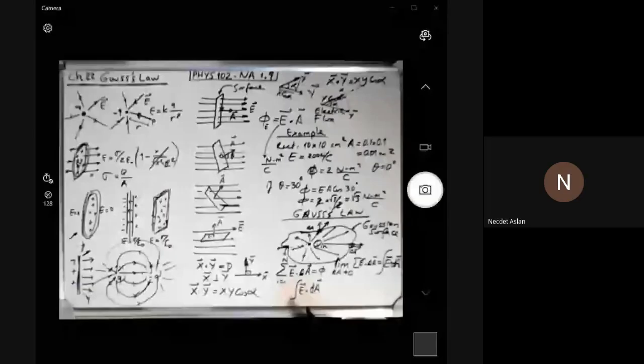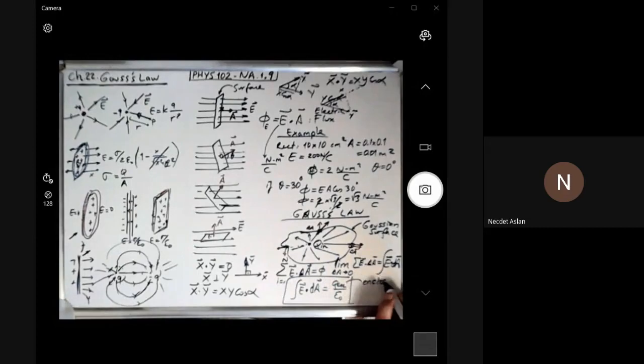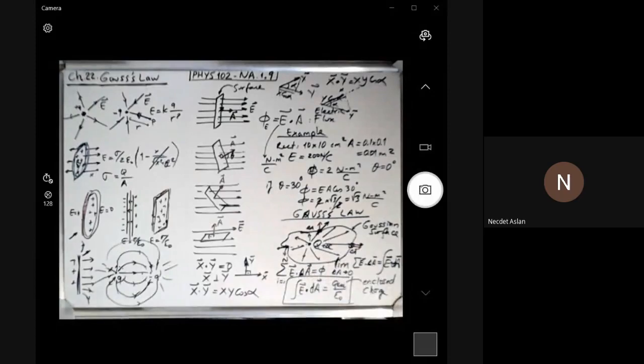The surface doesn't matter. One of them or both of them can be curved or something. The result is just Q enclosed over epsilon 0. It's better to use the subscript enclosed, so this is the enclosed charge. As you see, this surface, which is the Gaussian surface, includes this enclosed charge.